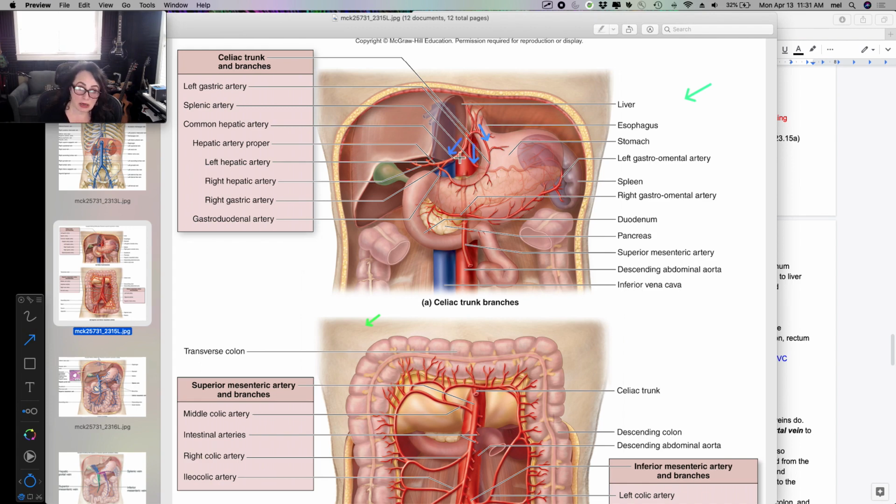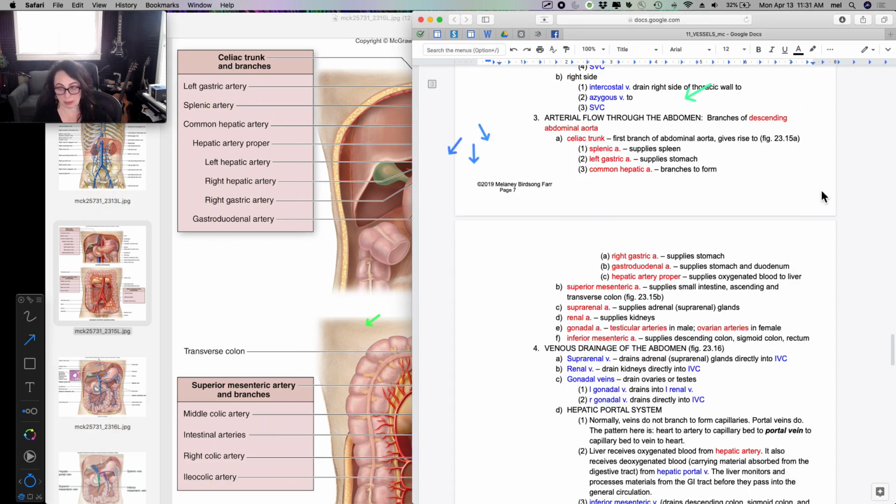And then this guy right here that is going toward the liver and other stuff is called the common hepatic artery. It's common because it is going to branch. All common everythings will branch, okay? So the common hepatic artery. So check with the left gastric, got that one. We got the splenic, and then we're going to do the common hepatic. The common hepatic is going to branch further. So let's find the branches of the common hepatic.